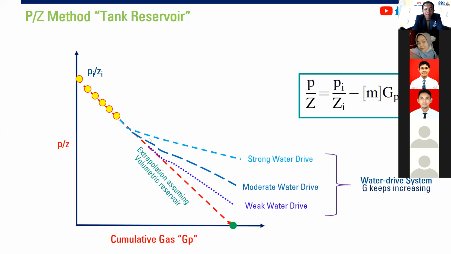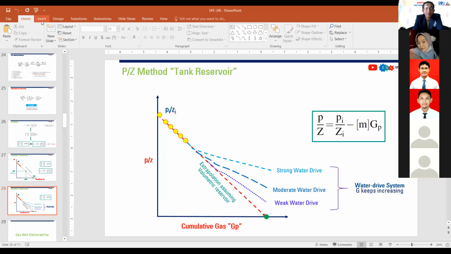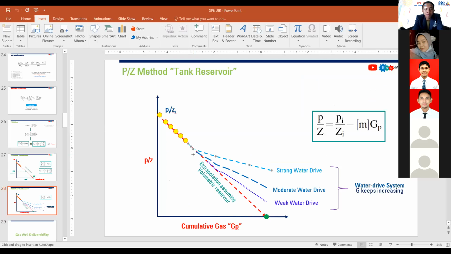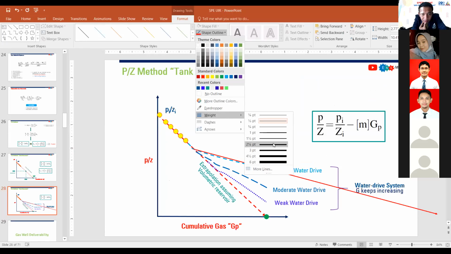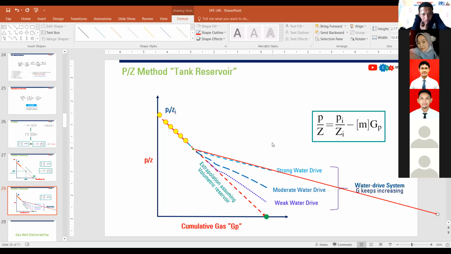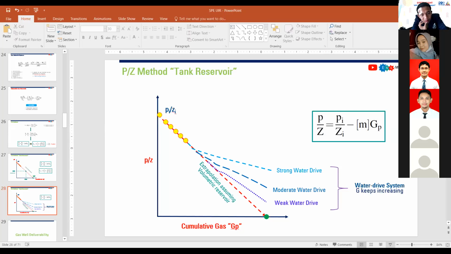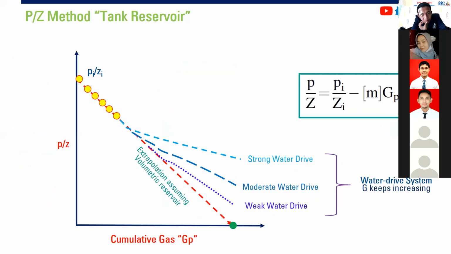If I do this manually, if you see the line here, then maybe you can do a forecast until this one, right? You can do this forecast wrongly, because the data deceive you. If you have a strong water drive, or maybe a moderate water drive, you can forecast it to be like this one. It's wrong. That's why we need to know about the aquifer.